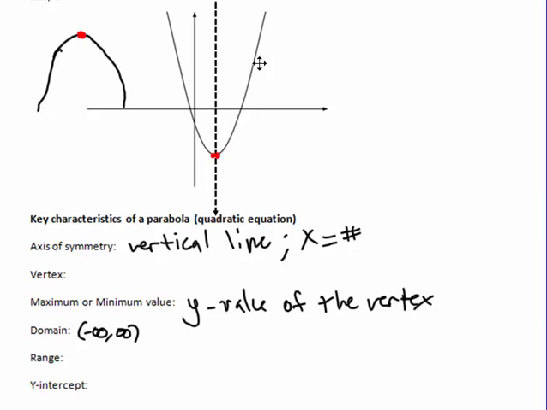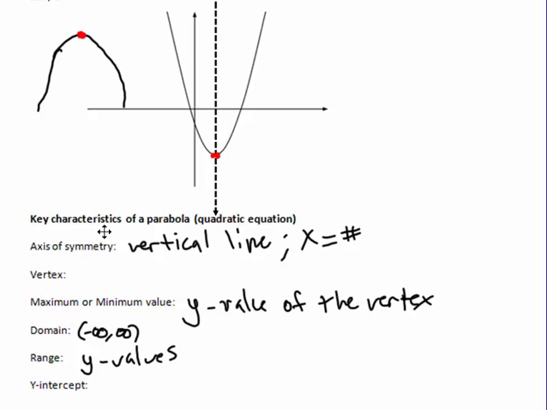So if our parabola opens up like this, then it's going to start at this y value of the vertex and go all the way to infinity. Or if it opens down, then it's going to start at negative infinity and go to the y value of the vertex. So the range, again, are your y values.